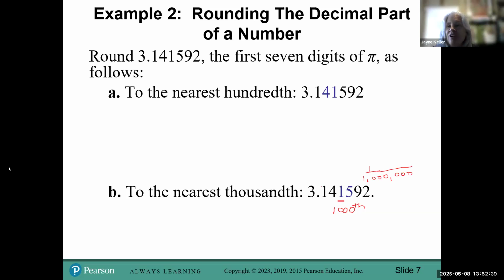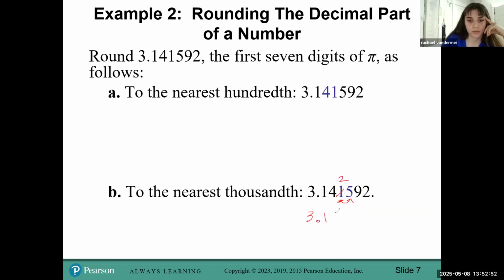Okay, so rounding to the nearest thousandth, that's this digit. So I look to the right, that is 5 or greater. That means I'm going to change the 1 to a 2. So I'm going to round it to 3.142.